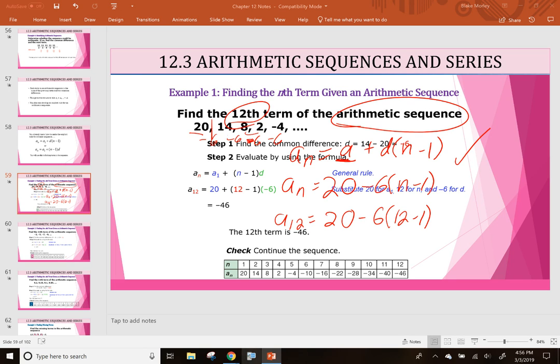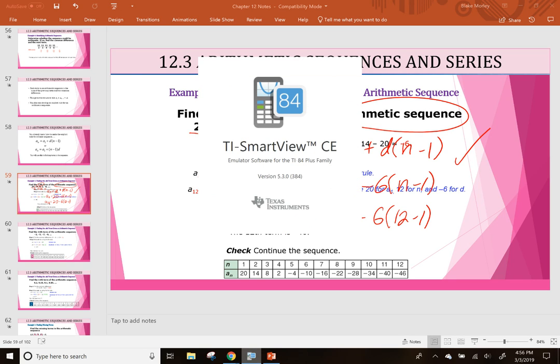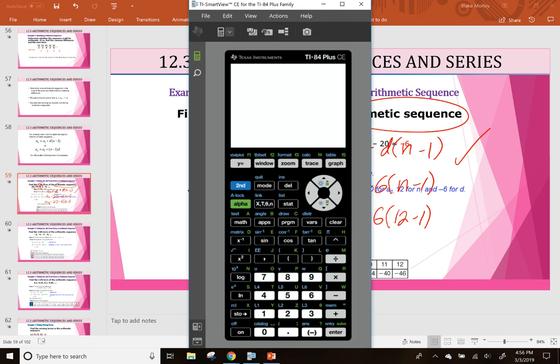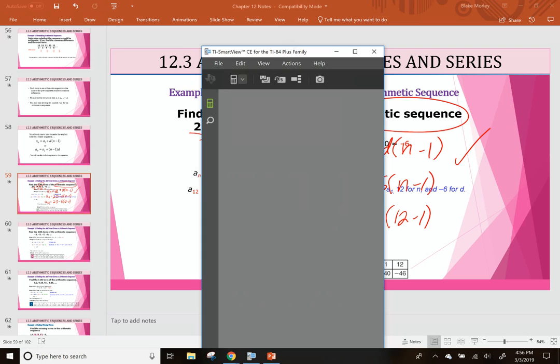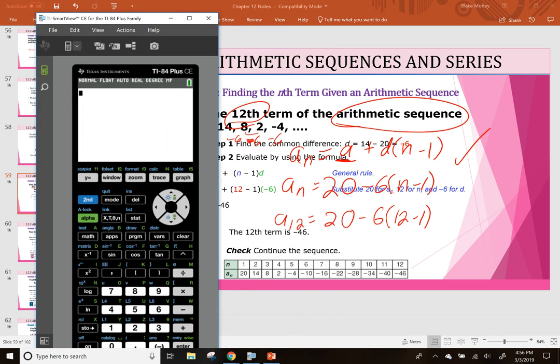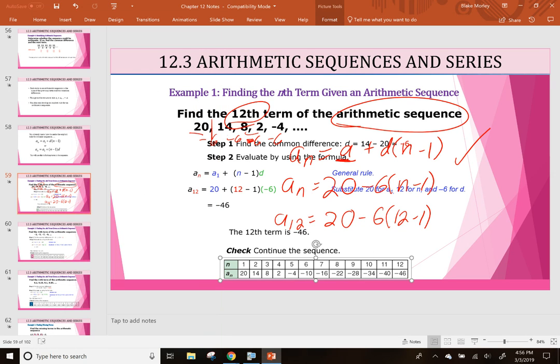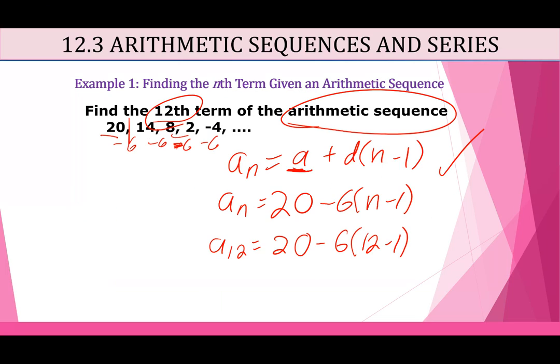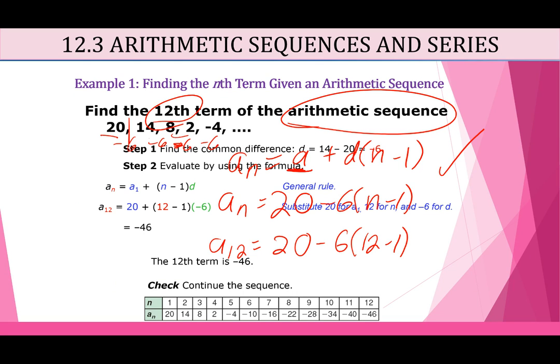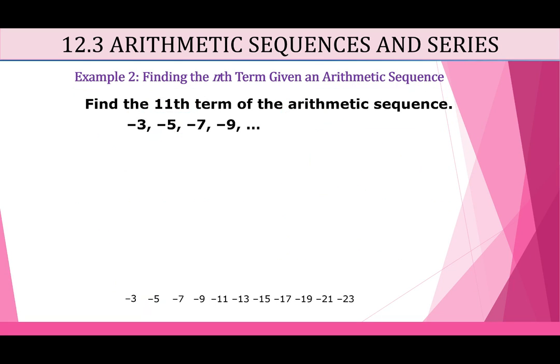So if I open up my calculator, we can just type this in. I didn't mean to full screen it. It would be 20 minus 6 and then 12 minus 1, just like that. And I get negative 46. So the 12th term in the sequence is negative 46. And you can see that right there.